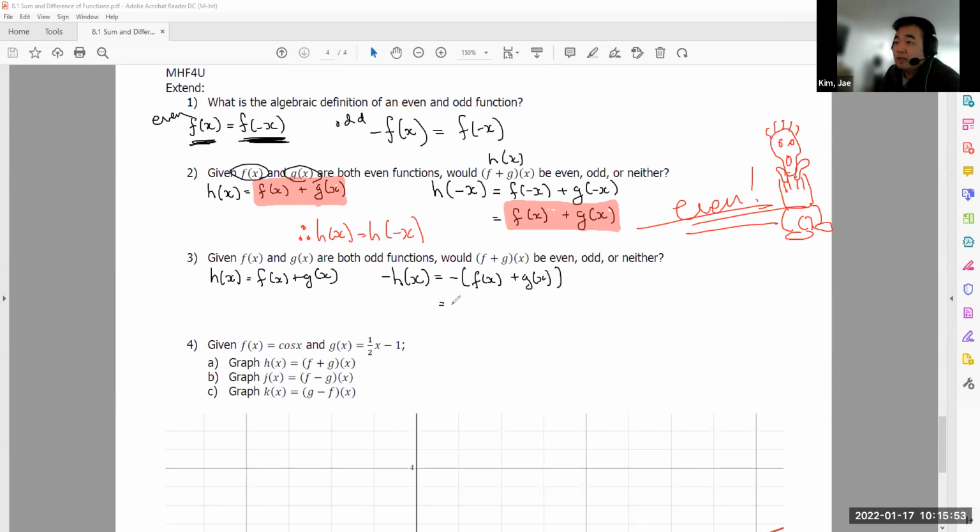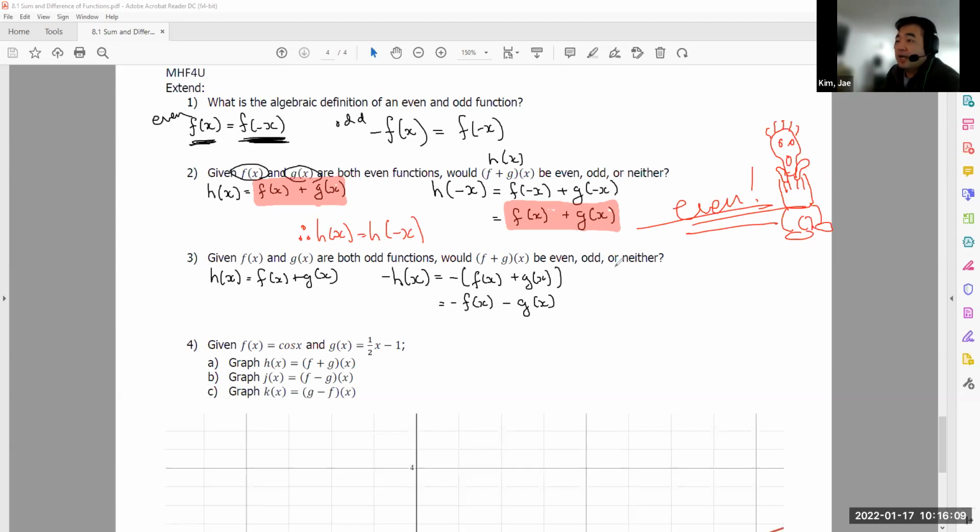Okay, and I'm going to multiply it out. That would be a negative f minus a negative g. It's like -1 multiplying to both functions. There it is. All right, let's move on.